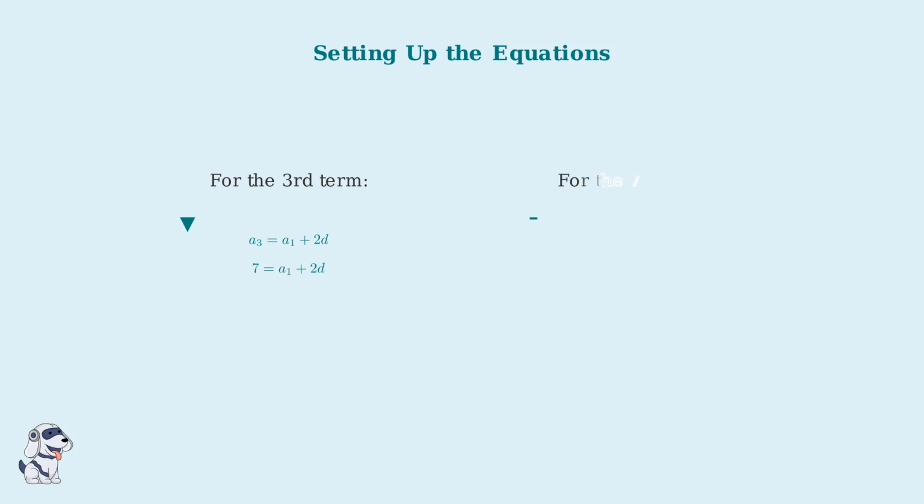Now let's set up our 2 equations using the given information. For the third term, we substitute n equals 3 into our formula. This gives us a sub 3 equals a sub 1 plus 2d, which equals 7. Similarly, for the 7th term, we get a sub 7 equals a sub 1 plus 6d, which equals 15. Now we have a system of 2 linear equations with 2 unknowns that we need to solve. Let's solve this system step by step using the elimination method.